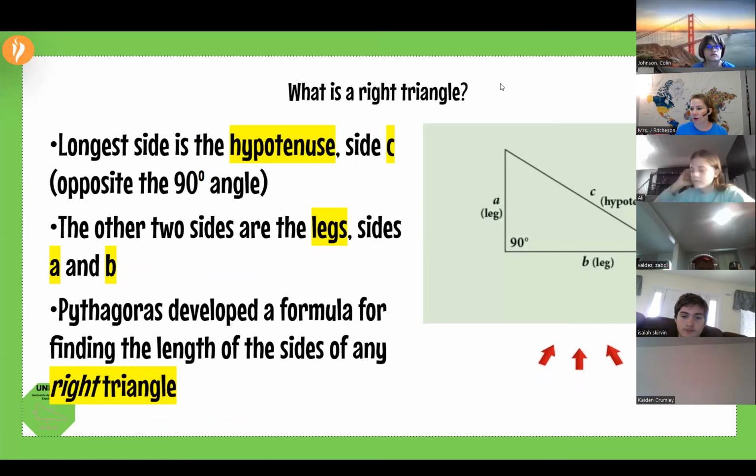So here are our standards. Here are our learning targets.